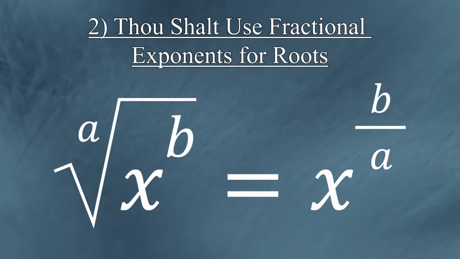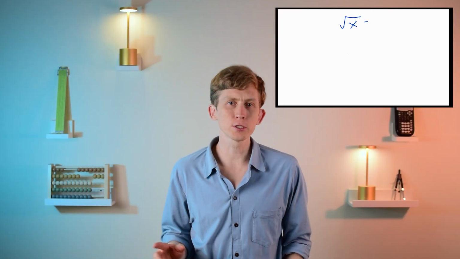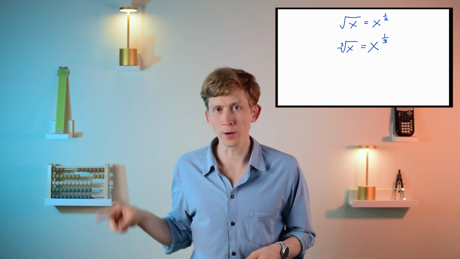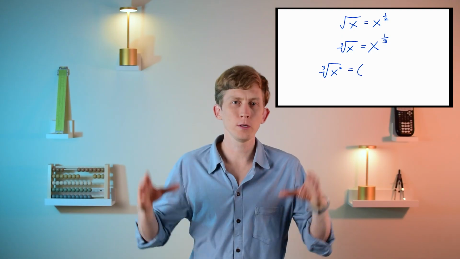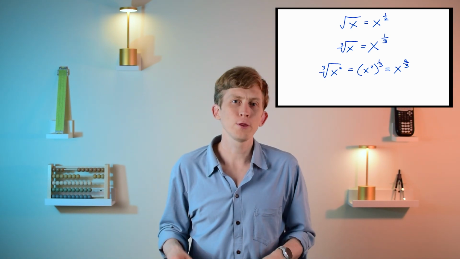2. Thou shalt use fractional exponents for roots. The a-th root of x to the b is x to the b over a. The square root of x is defined as x to the 1/2 power. That's a notation that you just need to accept on faith. Similarly, the cube root of x is defined as x to the 1/3 power, and so on. If we had the cube root of x squared, that would be x squared raised to the 1/3 power, which is x to the 2/3 because stacked exponents get multiplied. And so in general, think x to the power over root.